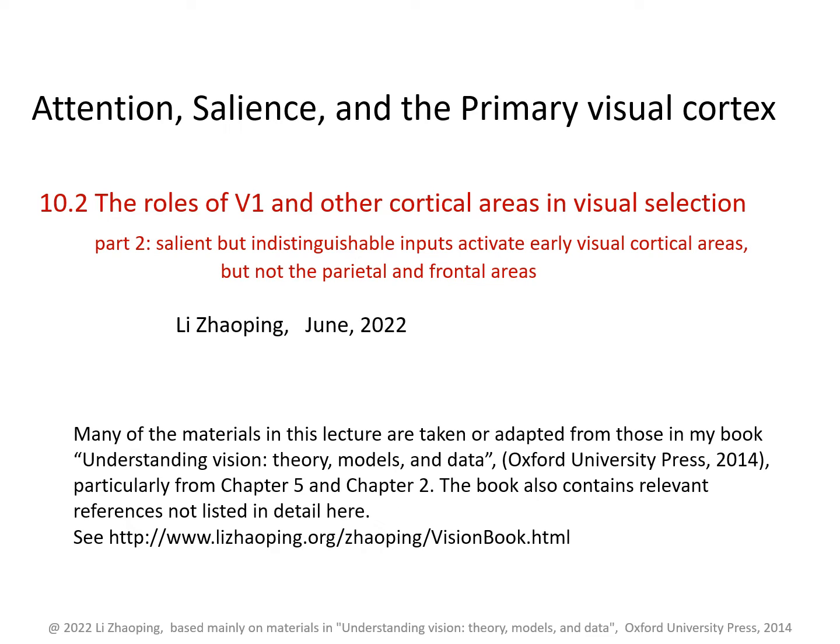The role of V1 and other cortical areas in visual selection. Part 2. Salient but indistinguishable inputs activate early visual cortical areas, but not the parietal and frontal areas.